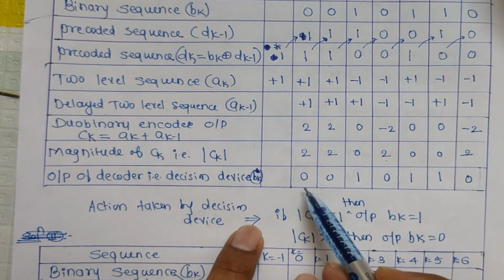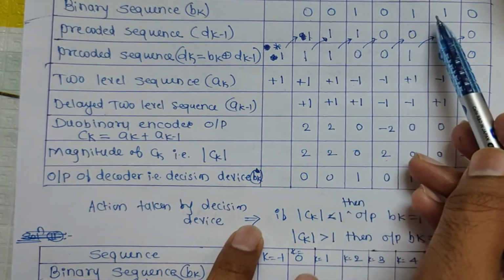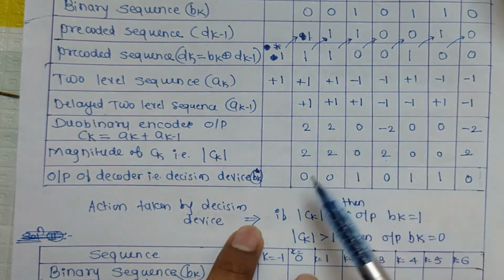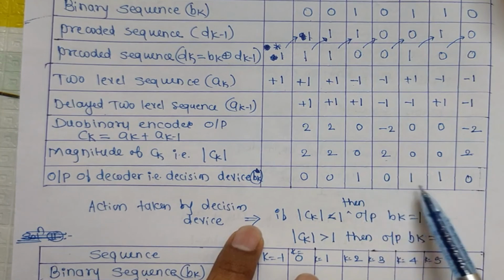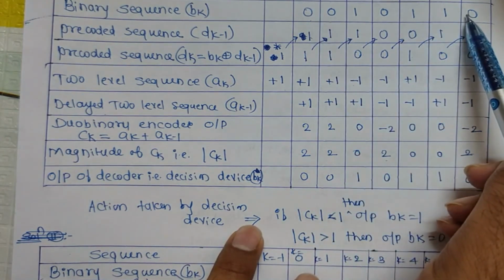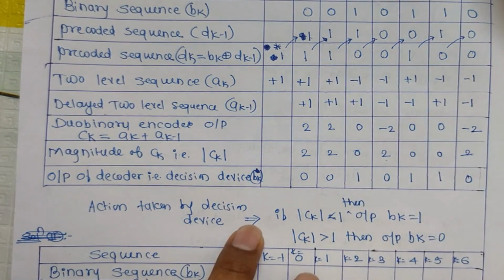This is how the received sequence is the same as the input sequence. You can see 0 0 1 0 1 1 0, the same as the input sequence. So this is about the example of duobinary encoder with precoder.